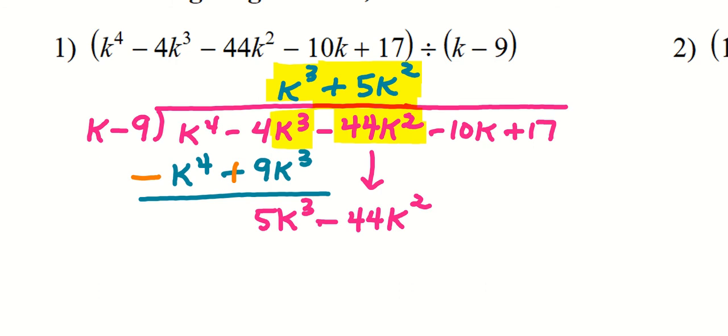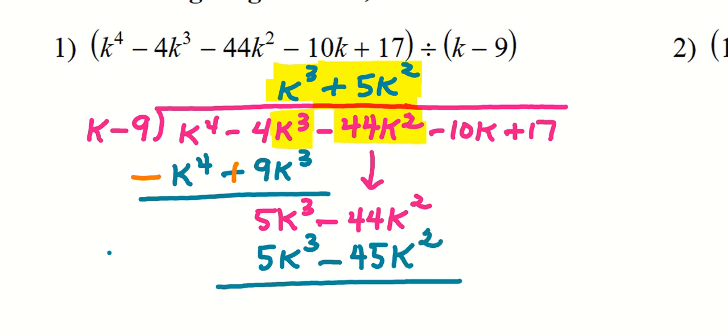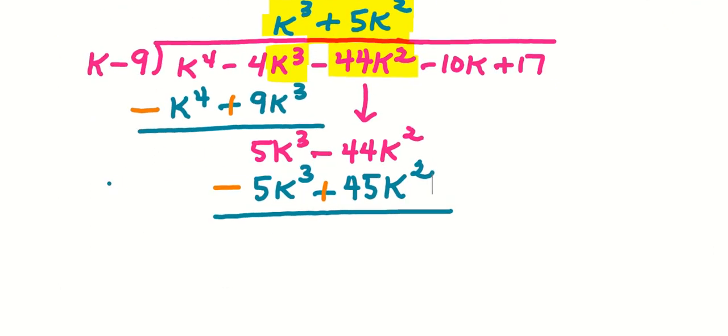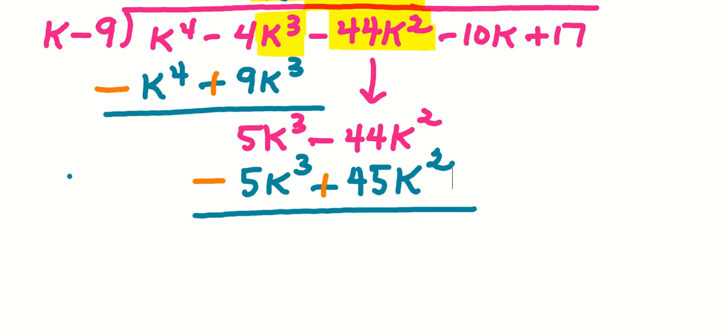We're going to distribute that to the k minus 9, so that's going to be 5k cubed and distribute it to the minus 9, giving me a minus 45k squared. I'm going to go through and change those signs. That gives me a positive 1k squared. And I'm going to bring down that minus 10k.